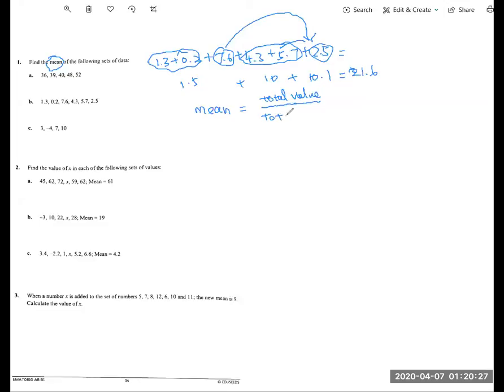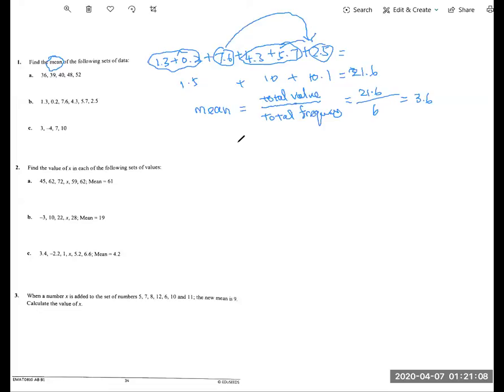This is the total frequency. The total values you add together, you got 21.6. Now how many sets? How many frequency? This is considered 1, 1, 1, 1, 1, 1. They're all together 6. So you divide by 6. So the means of this set of data is actually equal to 3.6.